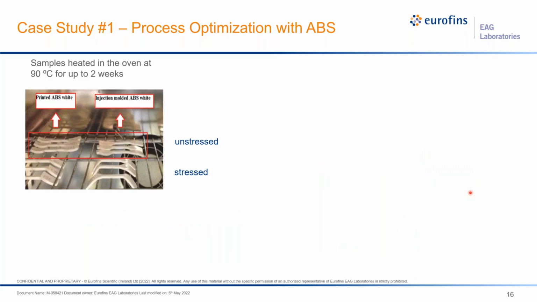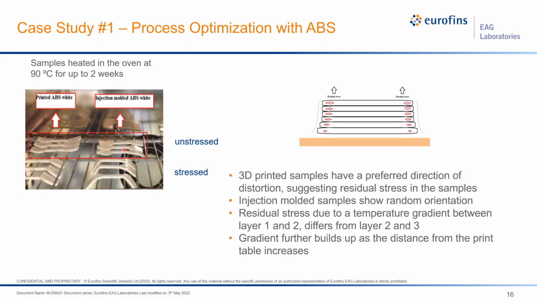We also did a series of other experiments. We wanted to see what would happen to these dog bones if we expose them to heat, 90 degrees, for up to 2 weeks. And we did the experiment both in an unstressed condition where they can lay freely on these metal bars, and also in a stressed condition where they're pushed under the bar, so they're positioned in a specific manner. And what we found was very, very interesting.